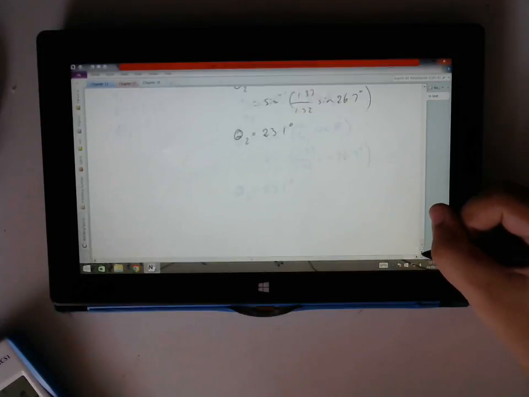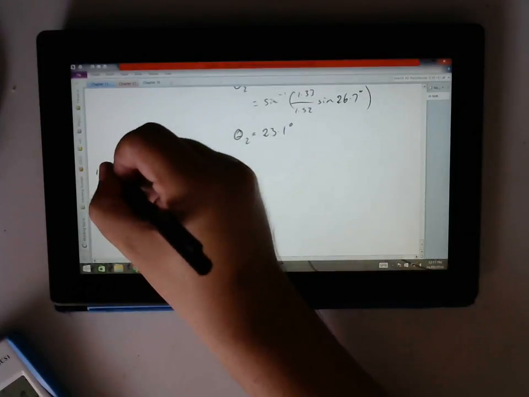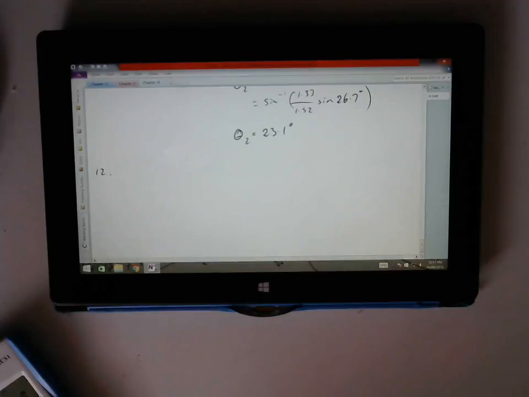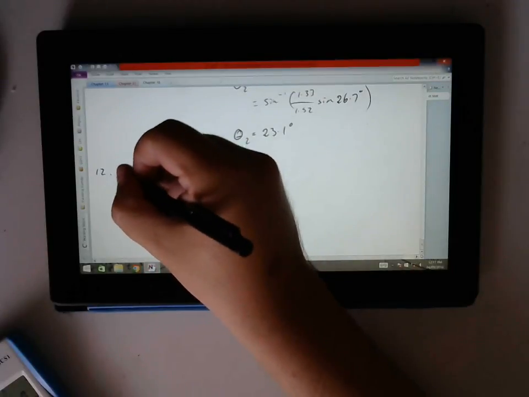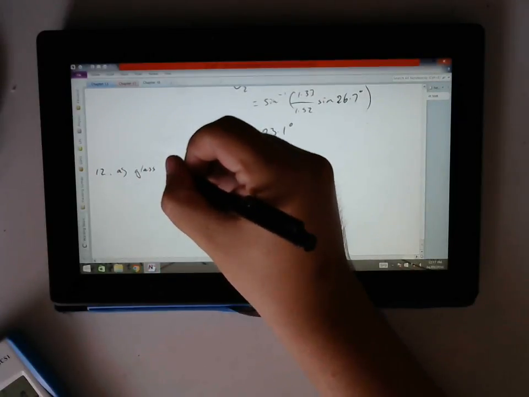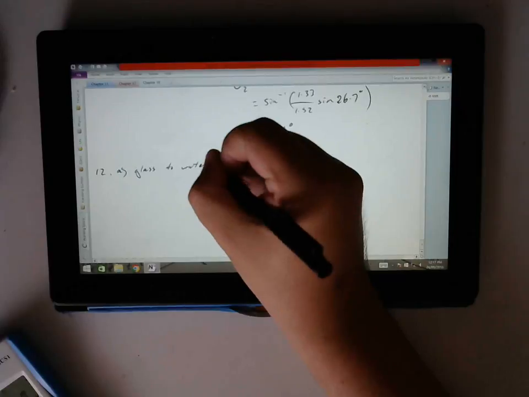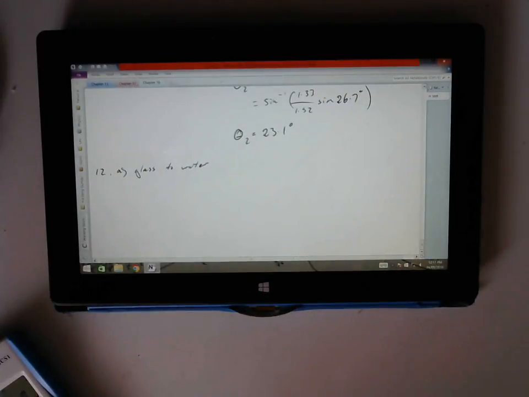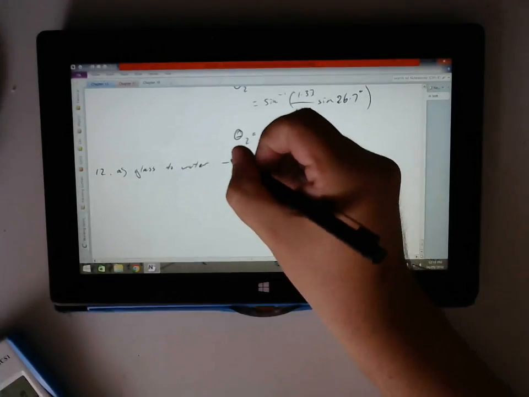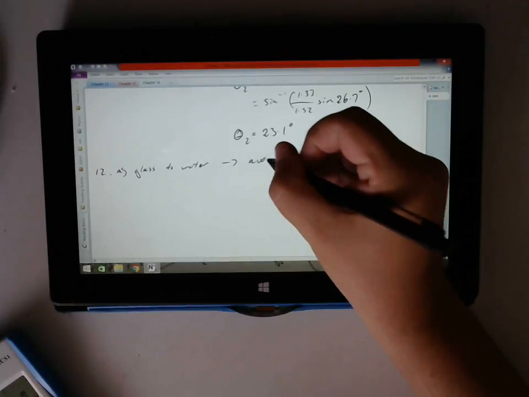Okay. Let's hit 12. In which of the following will rays of light bend towards the normal? Oh, well, this is going to be similar to what we just talked about. So A, glass to water. Will it bend towards the normal or away from the normal? We just did water to glass and we saw it bend towards. So if we go in the opposite direction, glass to water, then that's going to bend away.